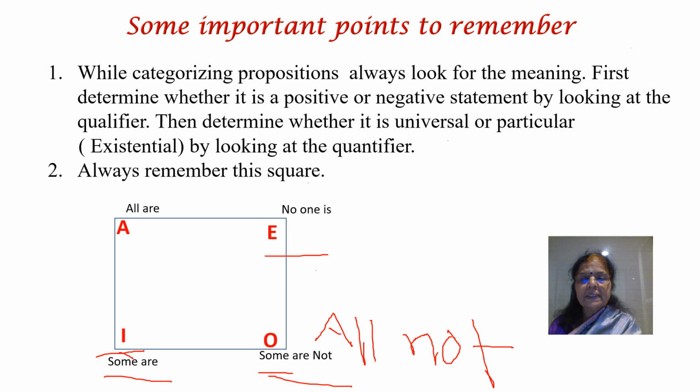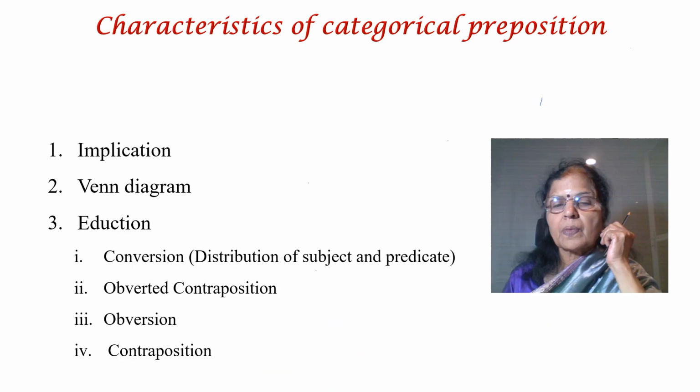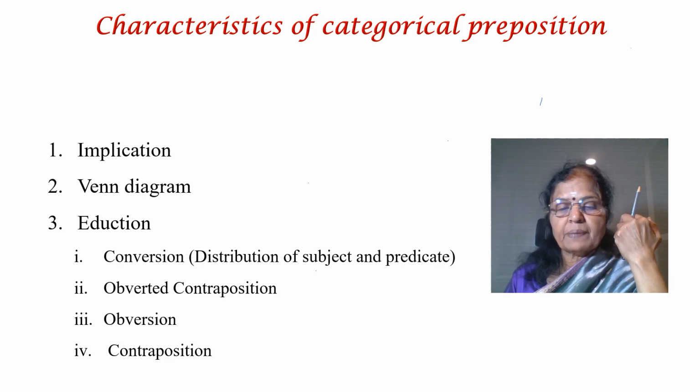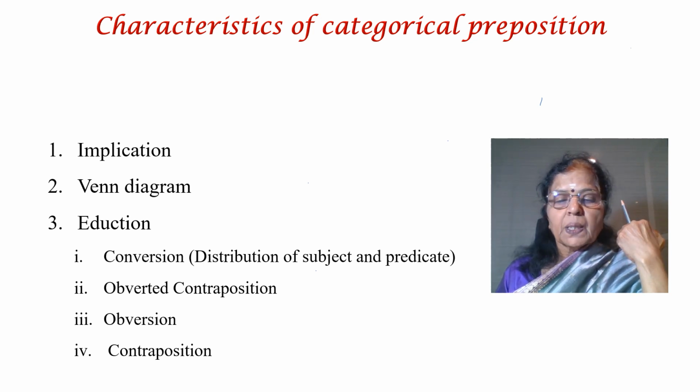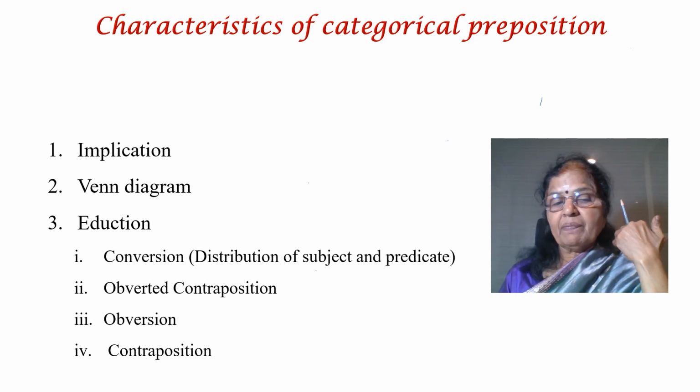Remember this, practice to classify the categorical statement. There should not be any confusion whatsoever. And some of the characteristics of the categorical proposition as given by Aristotle are implication, Venn diagram, reduction. Reduction can be of 4 types: conversion, obversion, contraposition, obverted contraposition. So don't get scared by these terms. We will come to know what they are, what the actual meaning is, when I am solving the problems, and I will explain them.